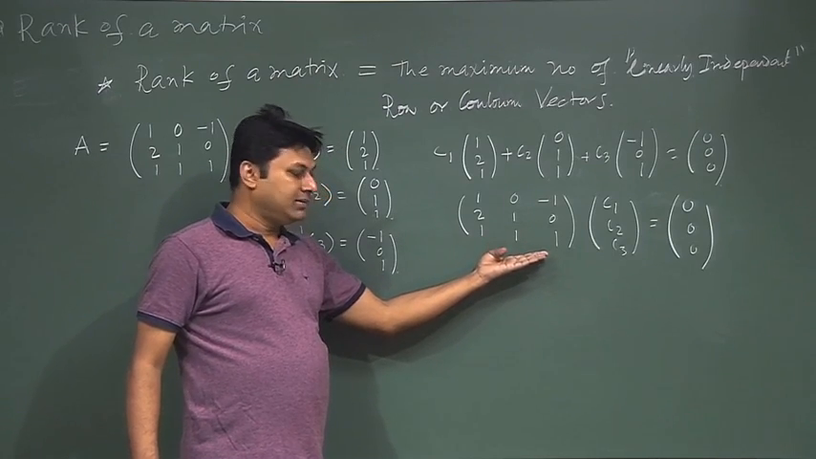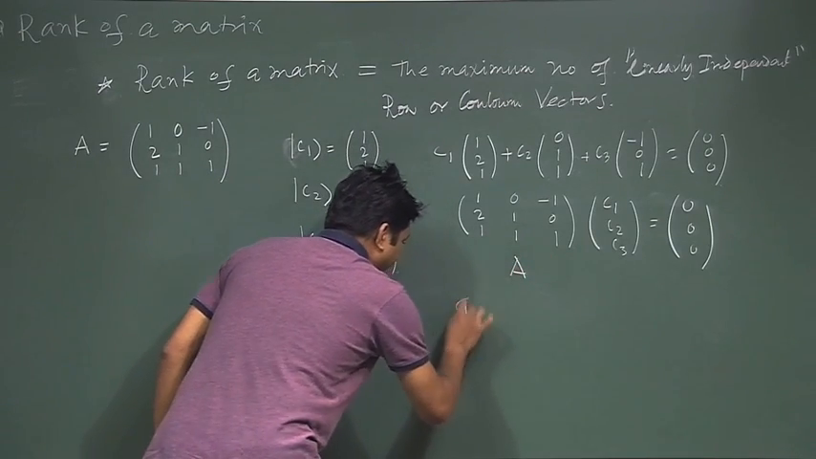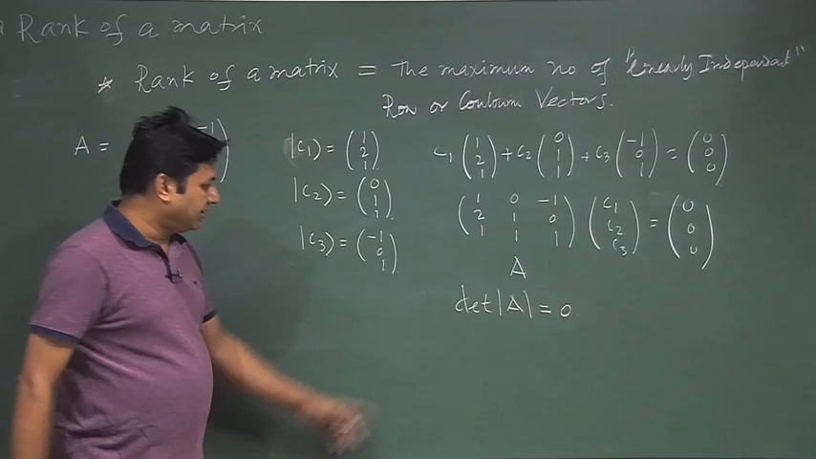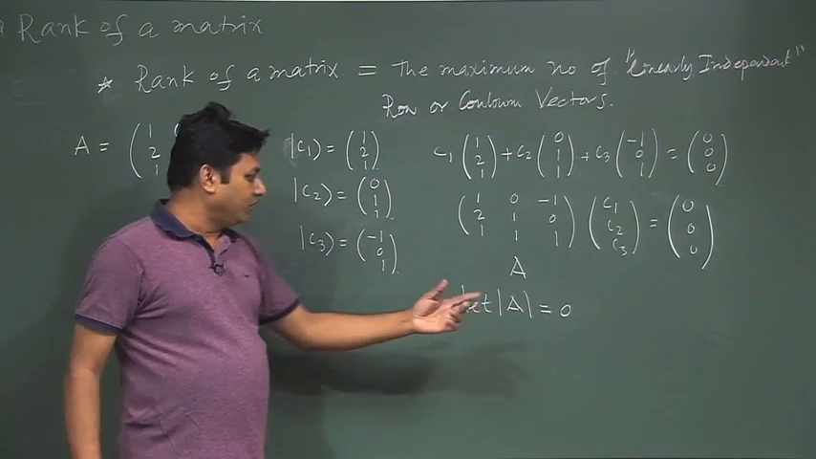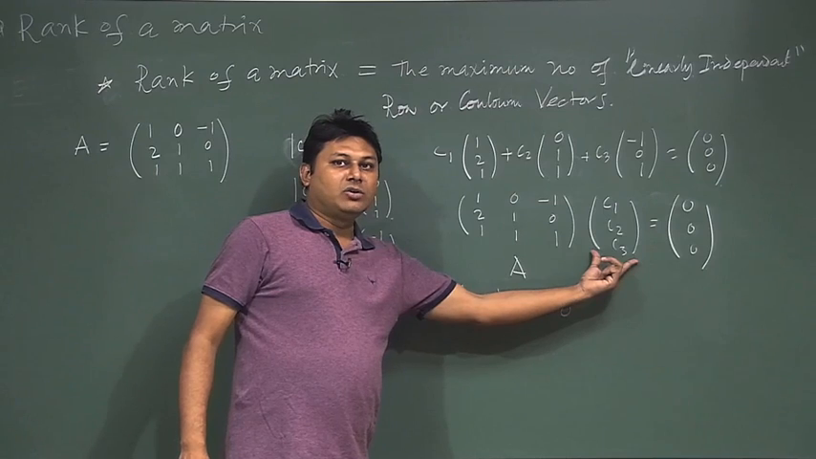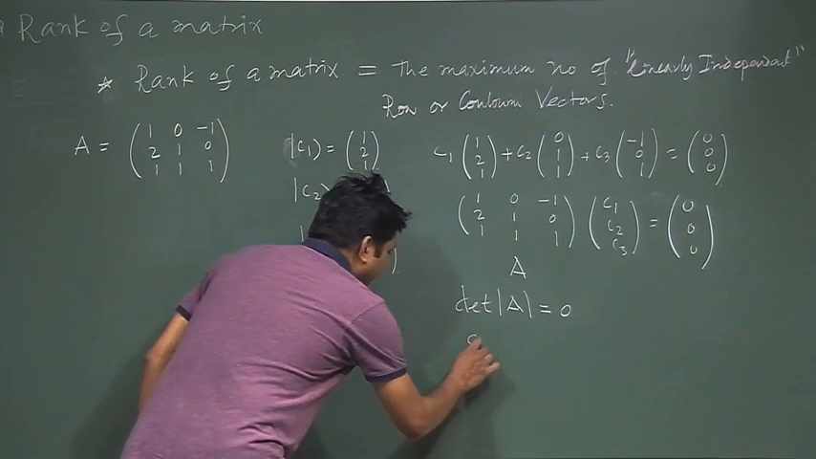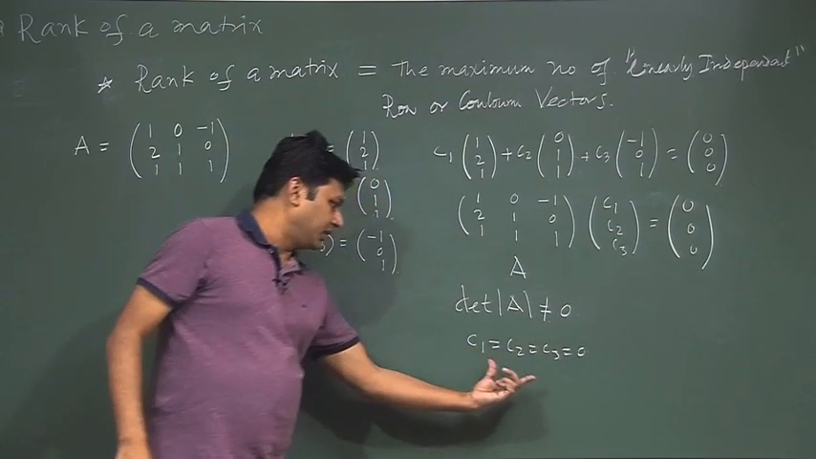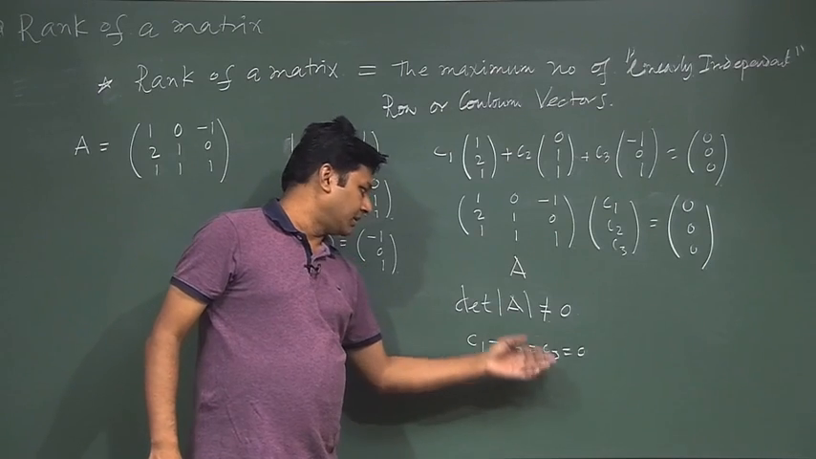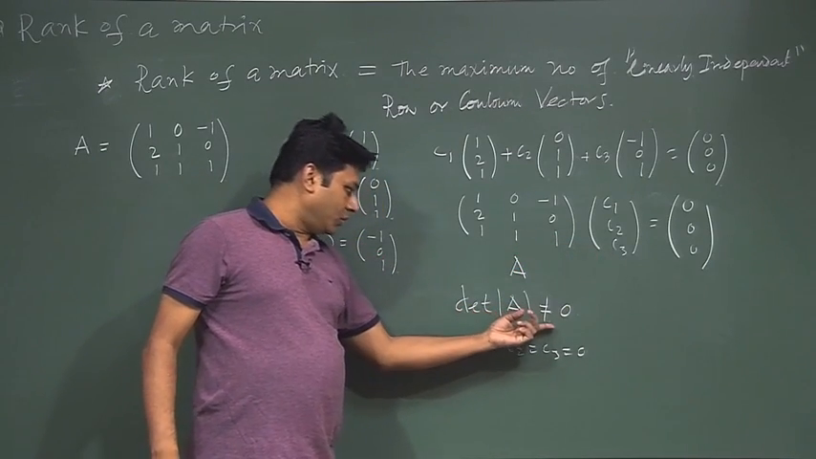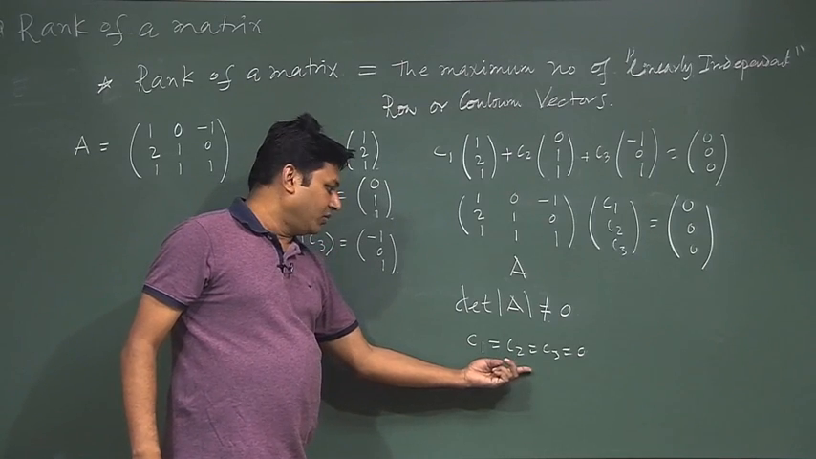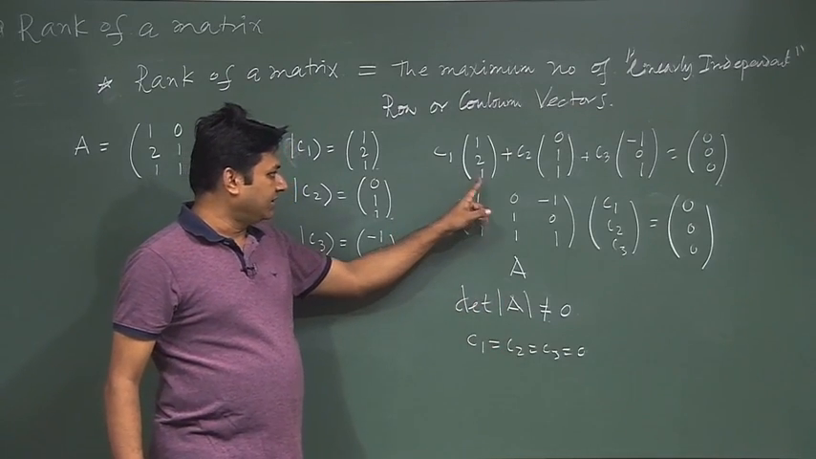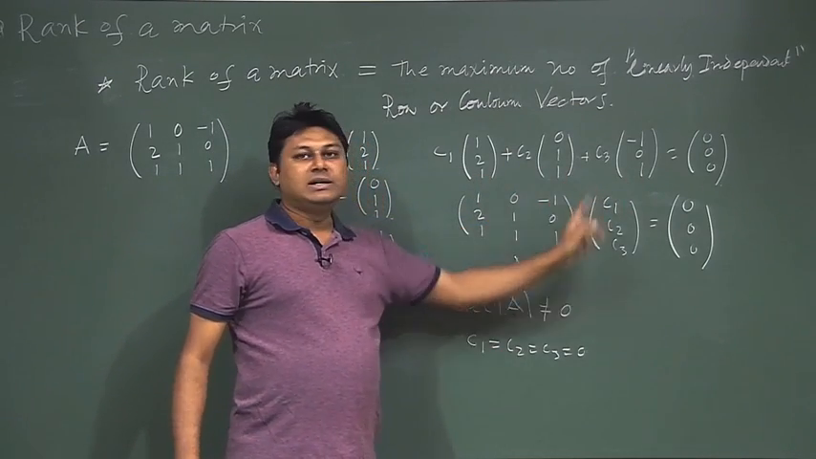Say this is a matrix A. If the determinant of A is 0, then we can say that I can have a non-trivial solution. The trivial solution will be C1 equal to C2 equal to C3 equal to 0. If the determinant is not equal to 0, then I will have only the trivial solution. This essentially means that the vectors are linearly independent of each other.